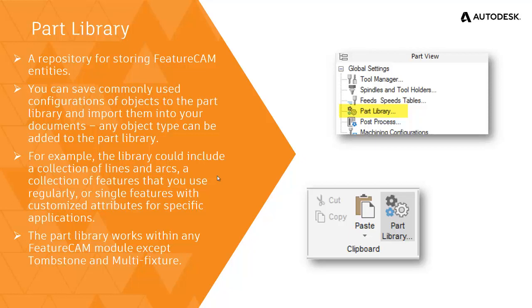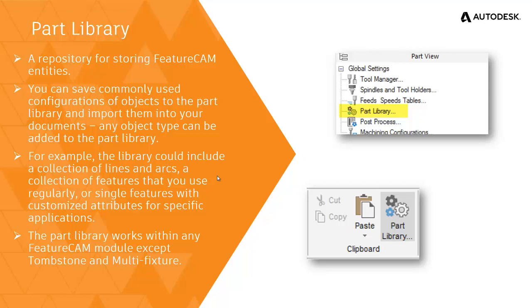For example, the part library might include lines and arcs. Maybe you have a layout sketch in there that you use to position parts, but you can reuse that over and over again. You might have a special feature that you make repeatedly and you don't want to have to design from scratch every time, like a custom thread. Or you could have a single feature with customized attributes that you want to reuse as a method on other features. And it's important to mention that the part library works with any FeatureCAM module except Tombstone and Multi-Fixture.